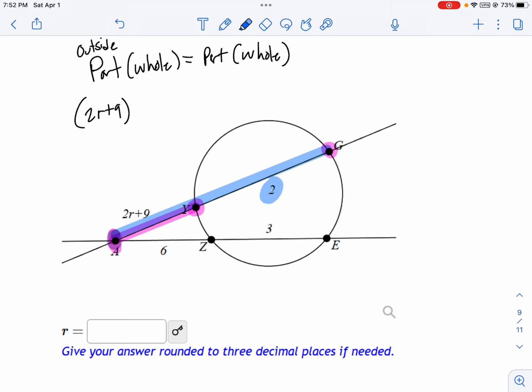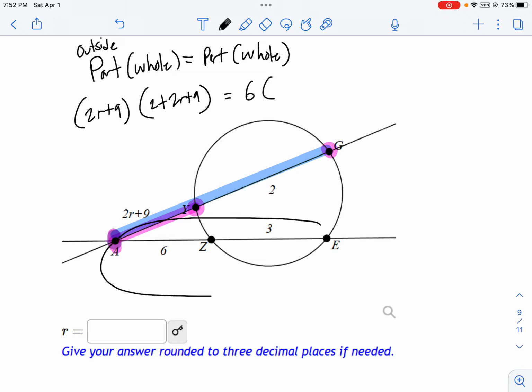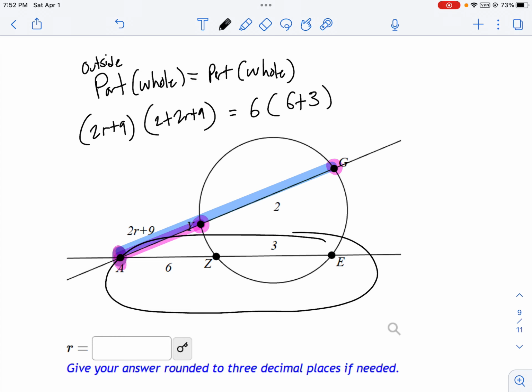Now you've got to be careful. That's not just 2. That's 2 plus the 2r plus 9. That is the entire section right there. And then it's just a repeat for the next one. The first part is 6, so part 6. The whole is not just 3. It's 6 plus 3, the entire section right there. And that would be your setup for this one.